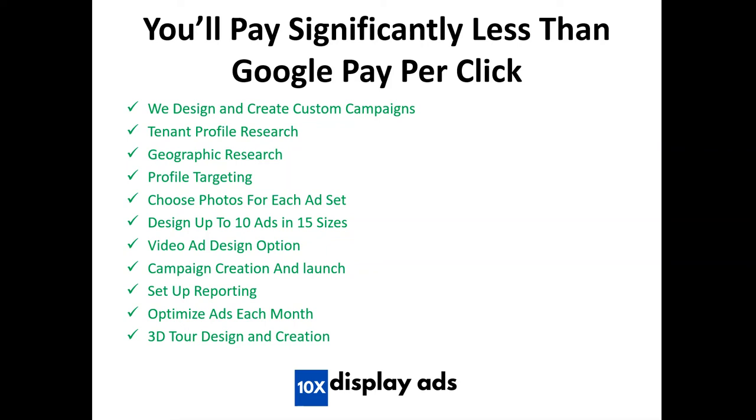And we also choose all the photos for each ad set. We design up to 10 ads in 15 different sizes per ad, so we're creating 150 ads. We also can create video ads, which are pretty awesome as well. We do all the campaign creation and launch. We set up all the reporting, so we're looking to see what's happening every month, how many impressions, how many clicks, and then we can optimize the ads every single month. So ads that are not performing, we can enhance their performance.